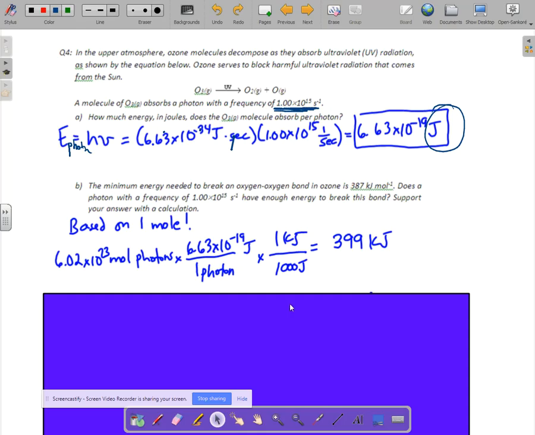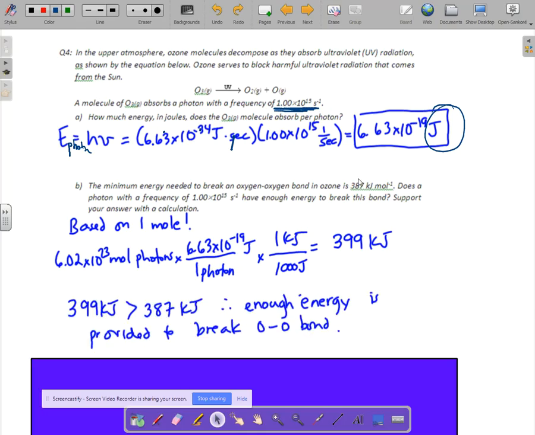Is that enough to break these bonds? Well, 399 is greater than 387, so that means I would have enough energy with each one of these photons to break a mole of those O-O bonds in ozone. Now, there are other ways you could do this problem. You could have taken the 387, converted that to joules, and divided by 6.02 times 10 to the 23rd to find the energy needed per photon, then compared it to this number. Again, you would find that yes, these particular photons would be energetic enough to break O-O bonds. So that's the photoelectric effect, but applied in a different way, with breaking bonds.